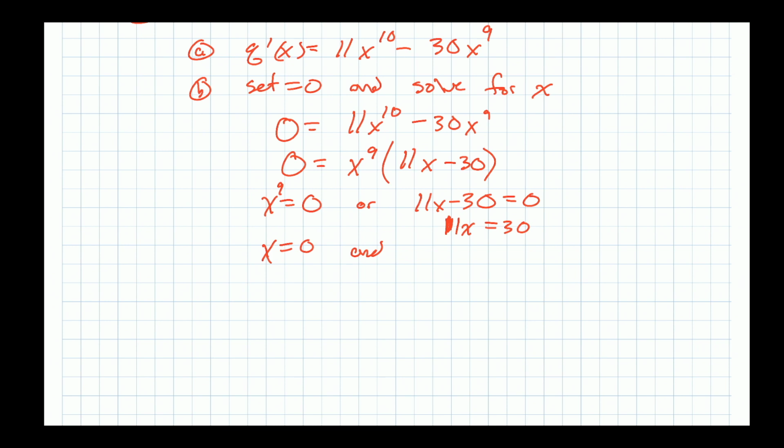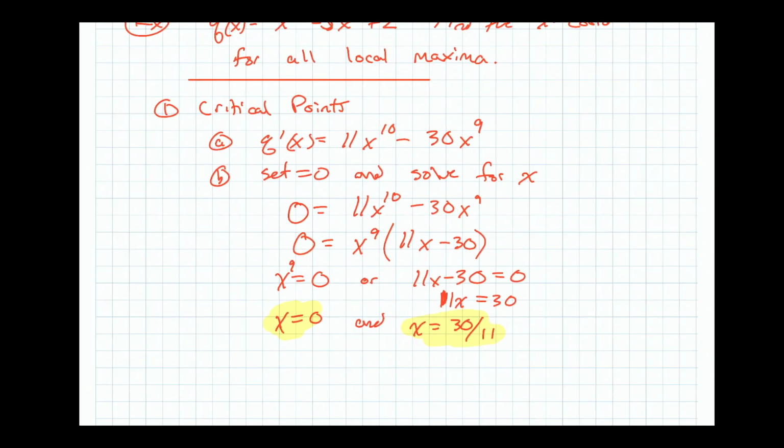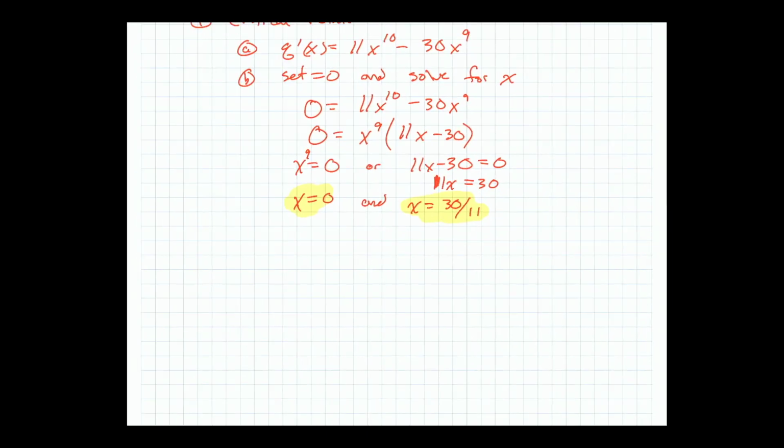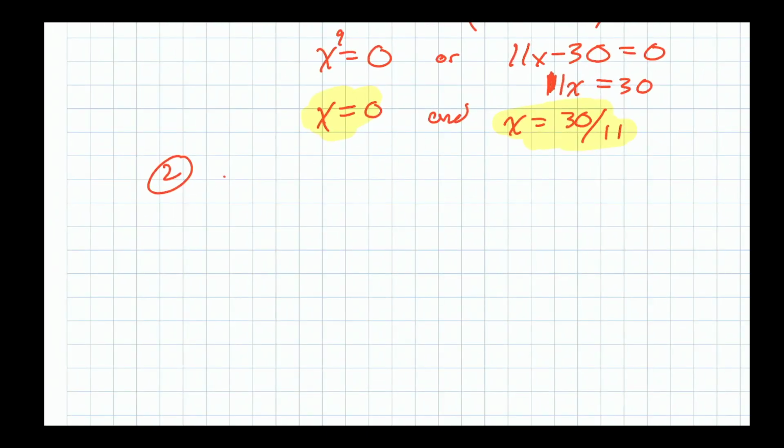The other one, we move the 30 over, get 11x equals 30, and then divide by 11. So x is going to be 30 over 11. So I got two critical points. Critical point, critical point. There we go. Now there's nowhere where the derivative is undefined, so I'm not going to worry about that. I'm going to move on to my number line now. So we're going to do the number line for the first derivative test.